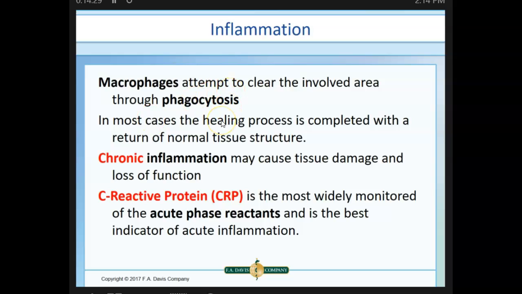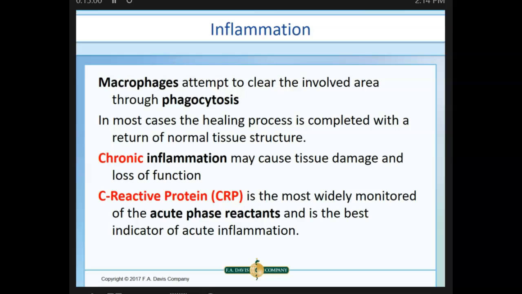Macrophages attempt to clear the involved area through phagocytosis, and in most cases, healing is completed pretty quickly. But in cases of chronic inflammation, tissue damage can occur because remember, with inflammation, you've got all those chemicals. You've got the pressure of the swelling, the increased blood flow that puts pressure on tissues. Plus you have those chemicals that can cause tissue damage and eventually loss of function.